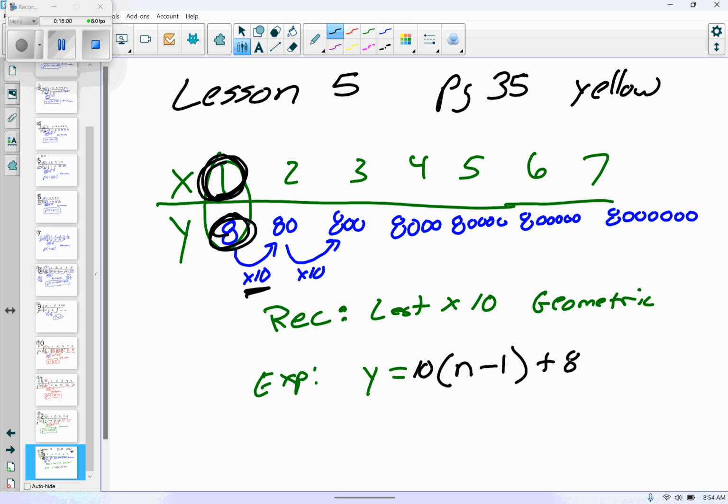Okay, so take a look at how this function works. If I plug 1 in, I get 1 minus 1, which is 0. 0 times 10 is 0. 0 plus 8 is 8. If I plug in 2, 2 minus 1 is 1. 1 times 10 is 10. And I need to get to 80. So I might have been up to 10. Oh, it's not plus 8. This is geometric, isn't it? Okay. So I have to change this a smidge.